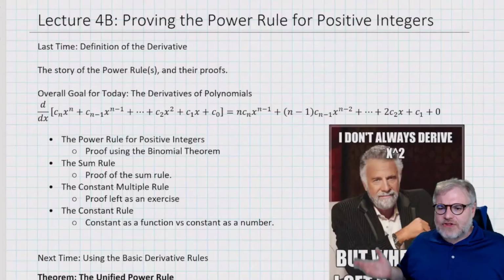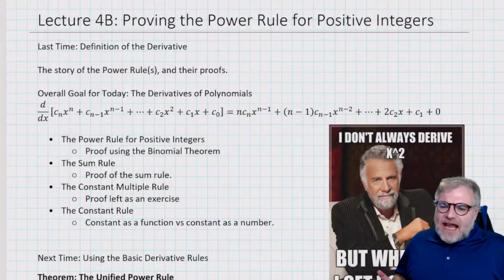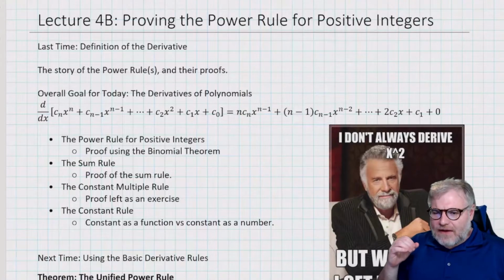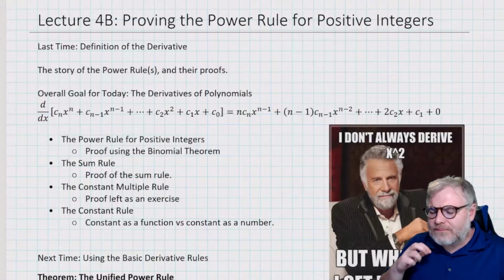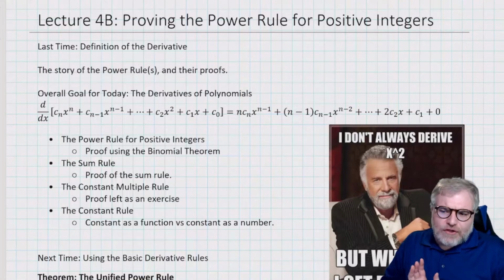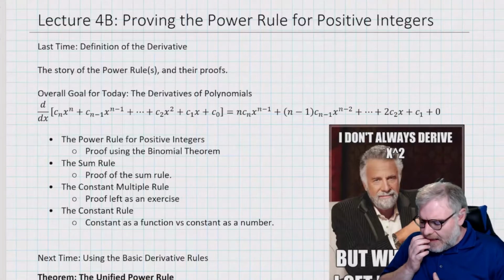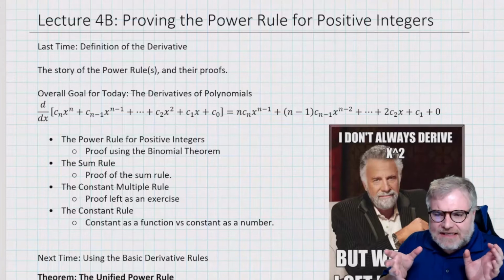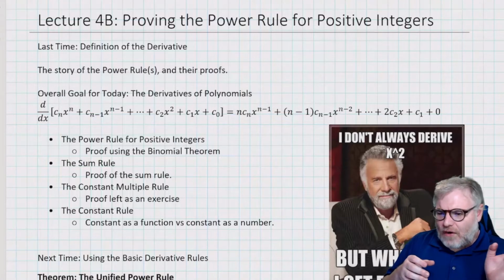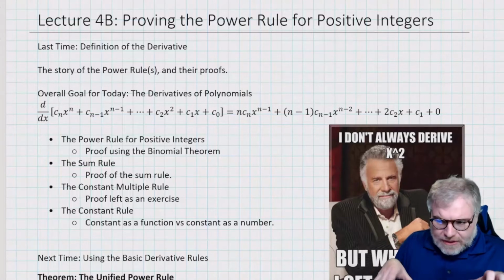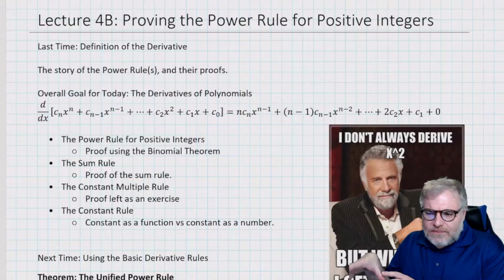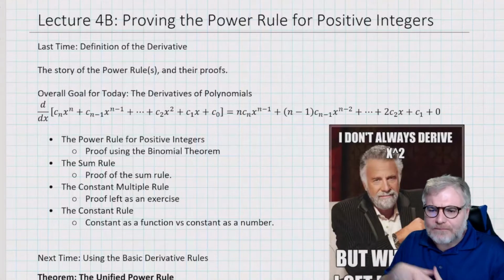So let's go ahead and see what we're looking at. Again, last time we talked about the definition of the derivative. Today we're going to start with a little bit of the story of the power rule and its proofs, because there are several proofs for the power rule, depending on what your case is. There's a power rule for positive integers, which we're going to talk about now, and then there are some other power rules as you make it more general.